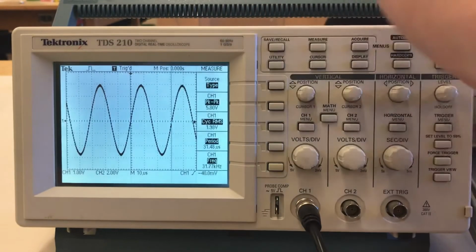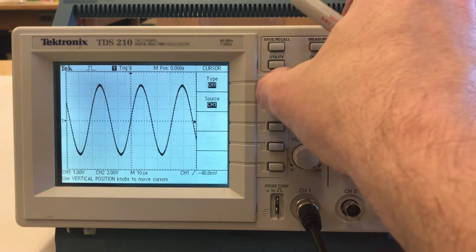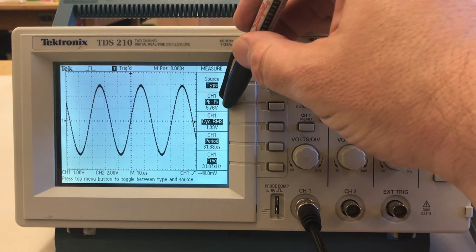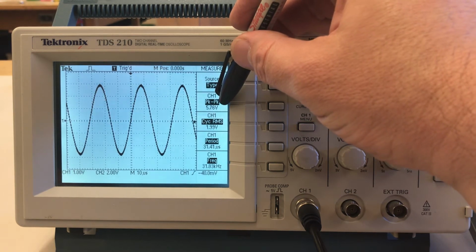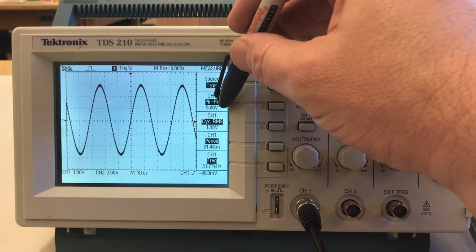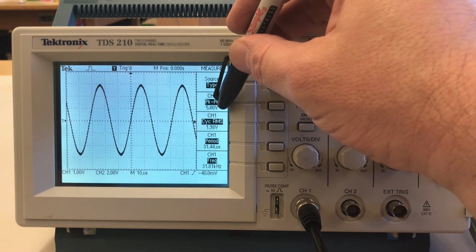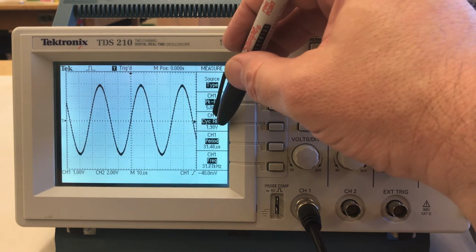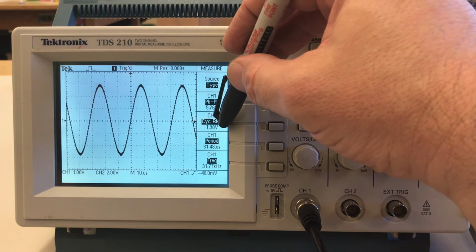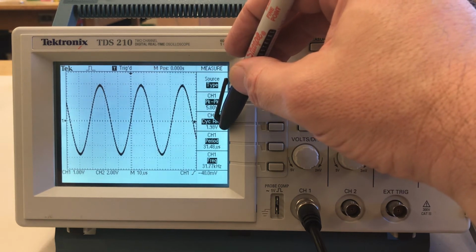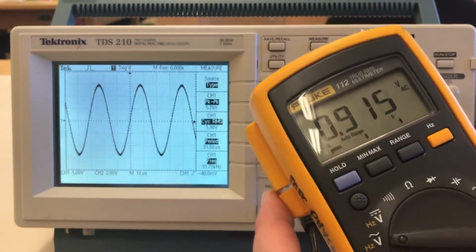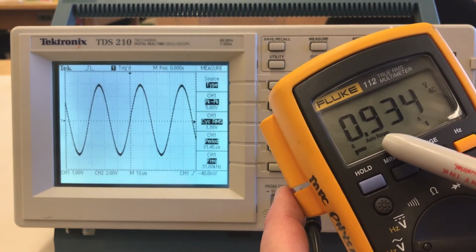But instead of going through the cursor stuff, we can just use the automatic measurements. We can see that CRO V0 is half of this value, so it would be 5.8 divided by 2, or about 2.9. The CRO VRMS now is 1.99 volts. The meter V here is now 0.934.